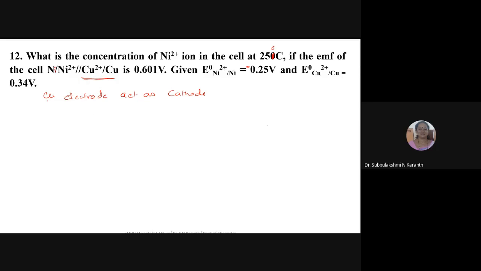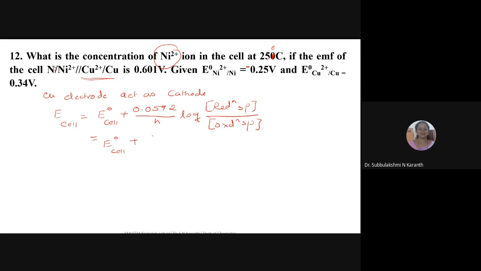Now I want to determine the electrolyte concentration of the nickel electrolyte. So I'll take E cell equal to E naught cell plus 0.0592 by n log concentration of reduction species by concentration of oxidation species. The number of electrons transferred is 2. The reduction species is copper, so it is Cu2+ divided by Ni2+.